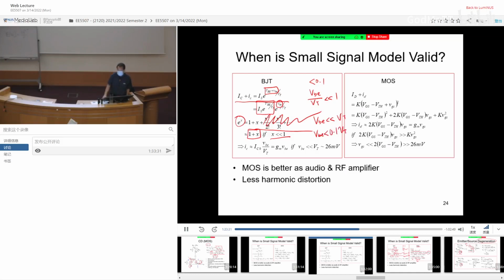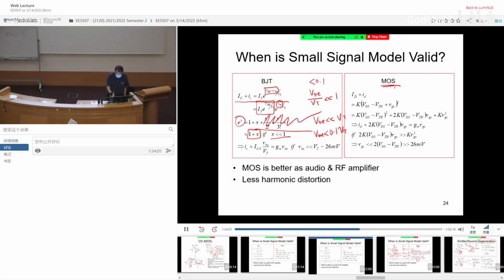times VT. So what is your VT? VT is thermal voltage. Very famous value, 26 millivolt. So which means the VBE that you can apply to your circuit and is still valid cannot be larger than 2.6 millivolt. That is very small. Am I right? Very small. Any signal bigger than that, you are going to see square term, cube term. There is a lot of distortion. Okay?